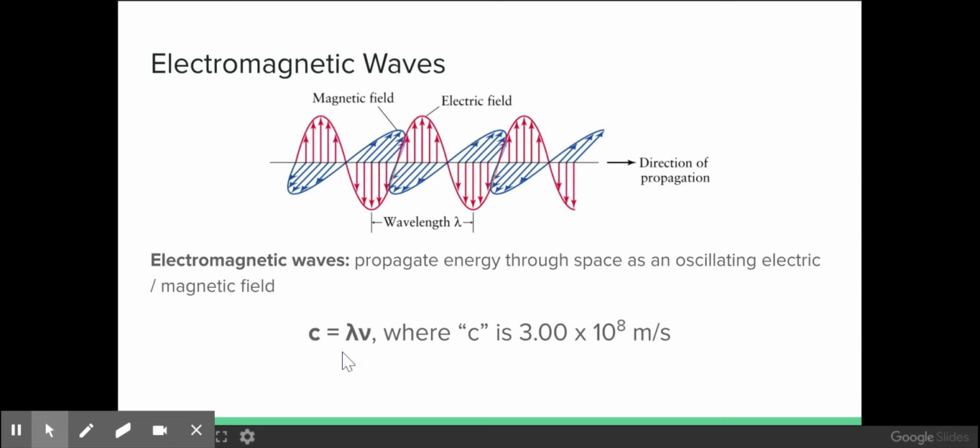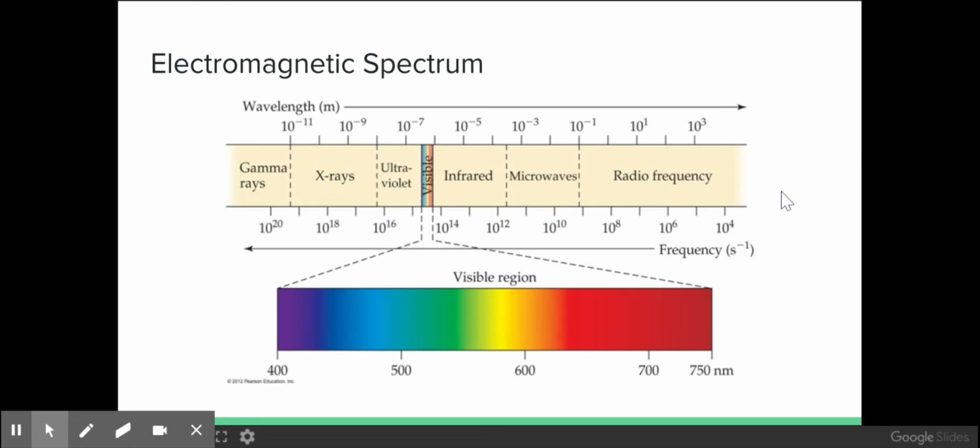So the speed of light never changes. It doesn't matter what type of light you have, it always moves at exactly the same speed through a vacuum, 3 times 10 to the 8th meters per second. The wavelength and the frequency, however, can change, but as one changes, they're inversely proportional. So wavelength gets bigger, frequency gets smaller, and vice versa.